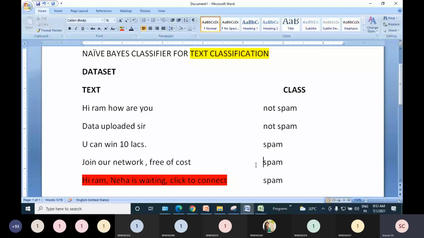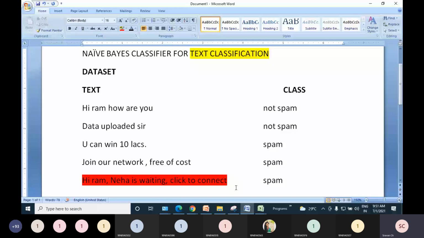'Hi Ram, Neha is waiting. Click to connect.' Friends, I highlighted this in red because these are very dangerous emails. Especially young boys and girls are being trapped by these kinds of mails. They are called phishing attacks. If my email service provider, like Gmail or Yahoo, has a good spam filtering mechanism in place, they will consider this as spam and throw it in the spam folder.